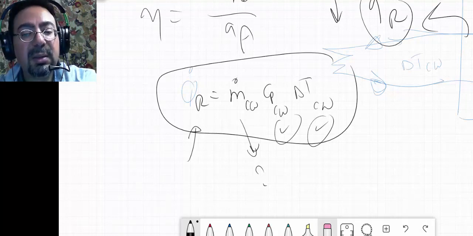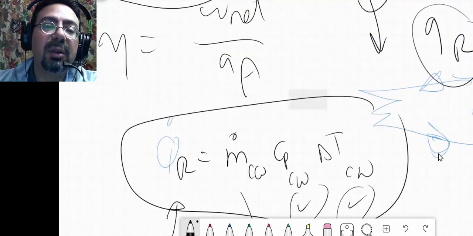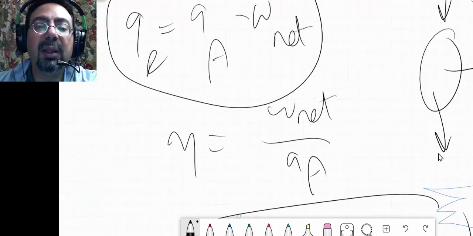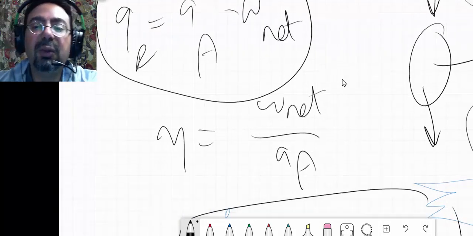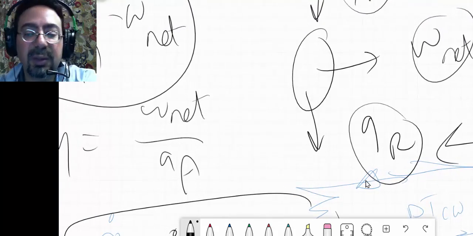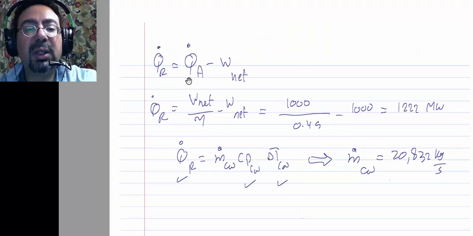Make sense? Okay. What's important, I think, and some people miss, is that they get lost in those big power plants, and they don't realize that it's simply Q added is divided into two parts: work net and Q rejected. That's what's happening over here. Okay, so you can see Q rejected is Q add minus work net. He calculates Q rejected from that, and then first law of thermodynamics, he calculates m dot cooling water.